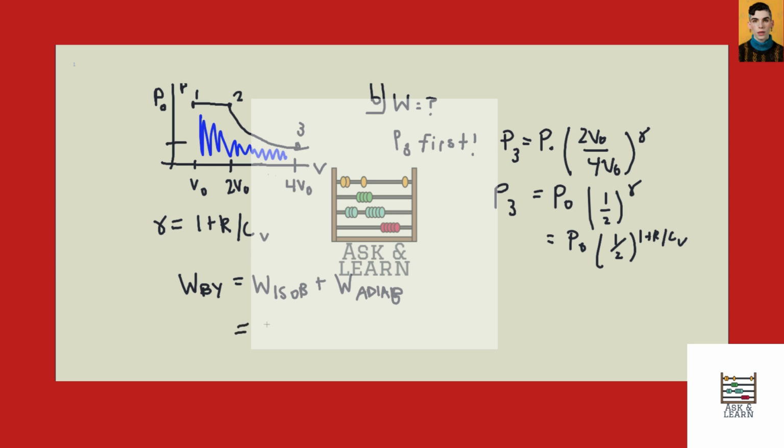And then the isobaric part is relatively easy: P naught V naught, because that area, the bottom of the rectangle is 1 V naught, and the top of the rectangle is P naught. And then the adiabatic, so I'm going to use this formula given in the book, CV over R.